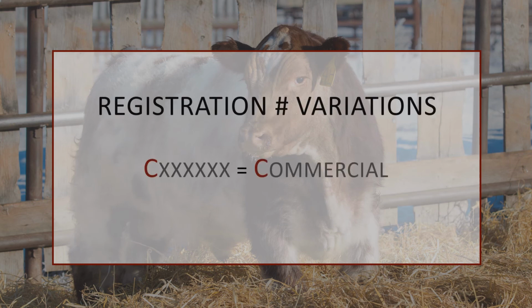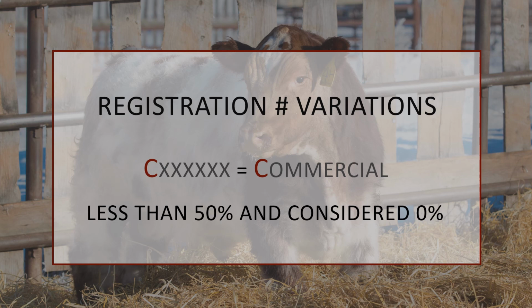If there is a C in front of a registration number, this is to indicate a commercial or foundation animal. These cattle do not have any Shorthorn percentage. Cattle who do not meet 50% Shorthorn are considered 0% in the CSA registry and will be assigned a commercial registration number.